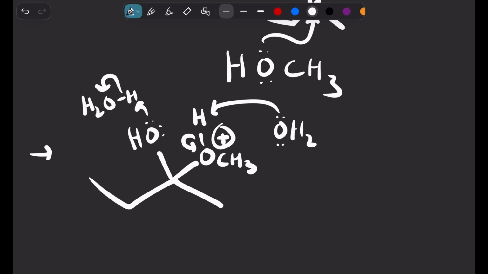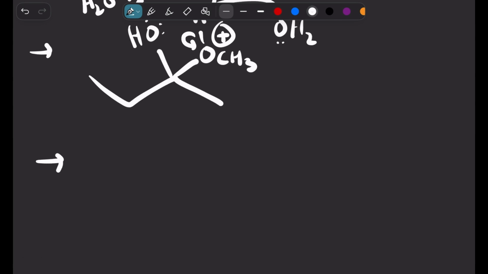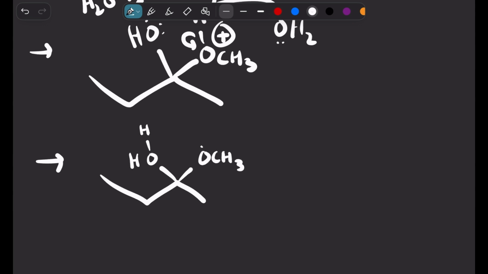Once that happens, our intermediate is going to look like this. There's going to be a positive formal charge on the water, which makes that a good leaving group. And once we get to this step, this is called the halfway point, or we call this the hemi-acetal. Hemi meaning half, so half of it is an acetal while the other half isn't.